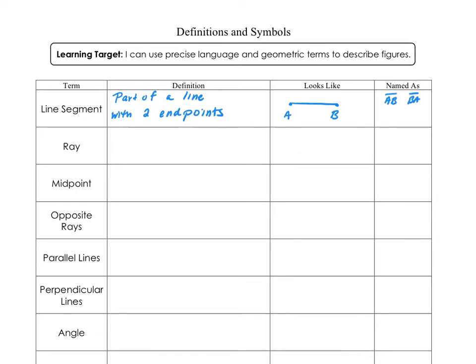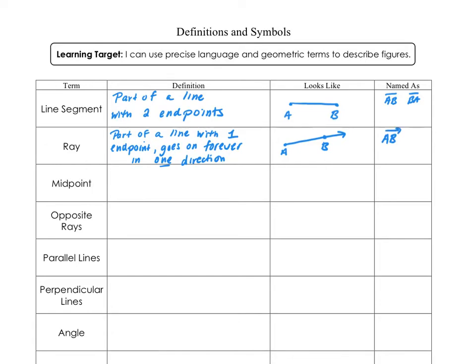A ray is a part of a line with one endpoint. It goes on forever in one direction. And what a ray looks like is this. Start at a point, I'll call it point A. We're going to just go in one direction, arrow on one end, and this ray goes through point B. So we can call this ray AB.